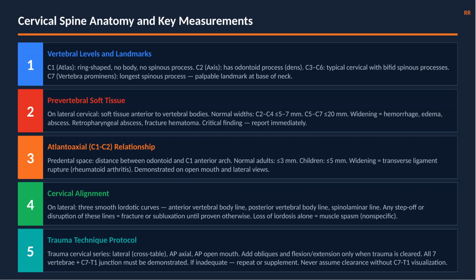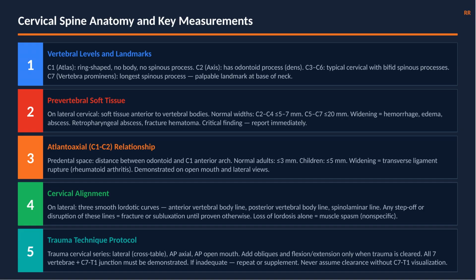Report immediately. Atlanto-axial relationship. Predental space, the distance between the anterior arch of C1 and the odontoid process. Normal adults, 3 millimeters or less. Children, 5 millimeters or less. Widening indicates rupture of the transverse ligament, as in rheumatoid arthritis.